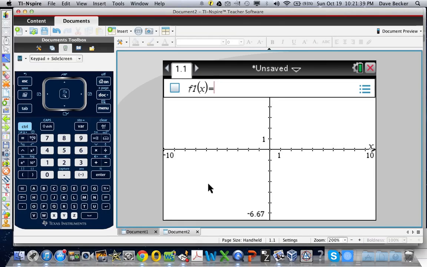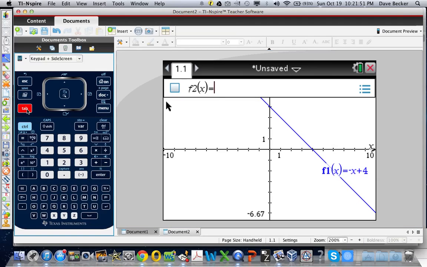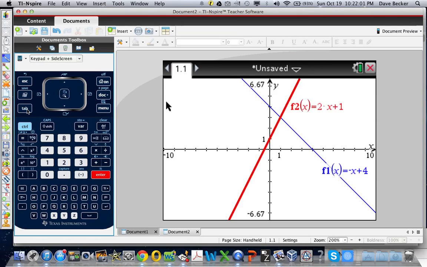And first I'll show you on the Inspire. So you just punch that in, negative x plus 4, and you graph it. Kapow. And then to get another graph, you hit tab, and it comes up for you right there. And you put in the other equation, which was y equals 2x plus 1, and you hit enter. And you can see they intersect very nicely, right there.